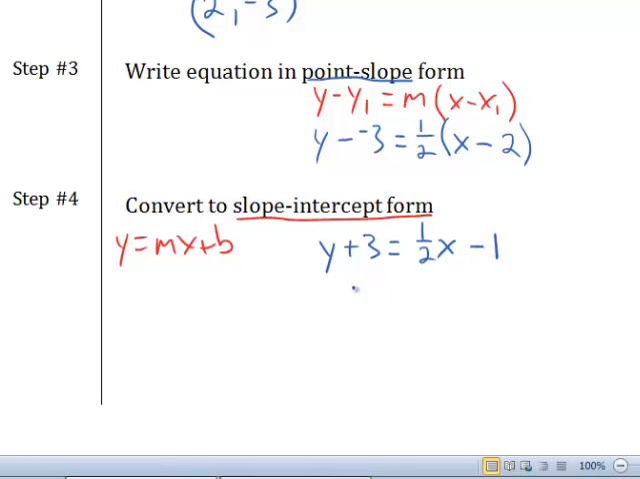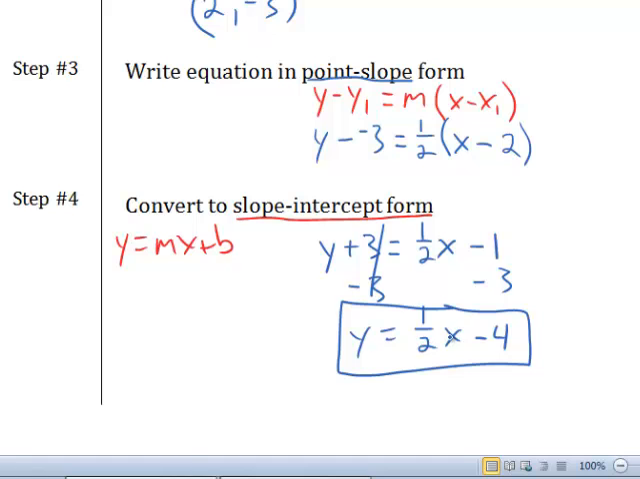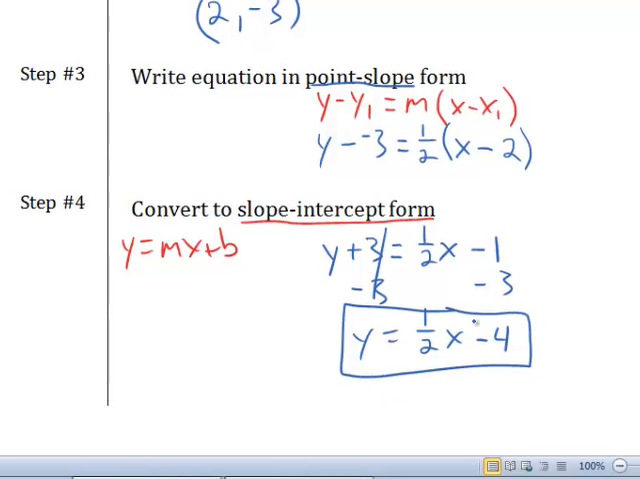Now, very simply, I get this y by itself. I subtract 3 from both sides. That cancels out there. So I've got y equals 1/2 x, which doesn't change, and 1 minus 3 is -4. Remember, I'm going to subtract the 3 from the number here. I wouldn't subtract 3 from the 1/2 x. That doesn't make sense. So there's my equation: y equals 1/2 x minus 4. And I can graph that. I can do anything with that I need to.